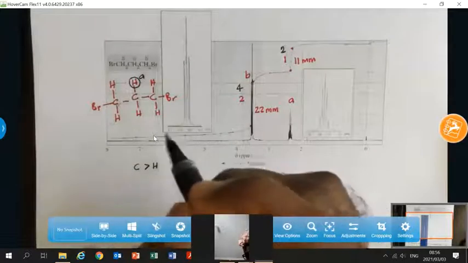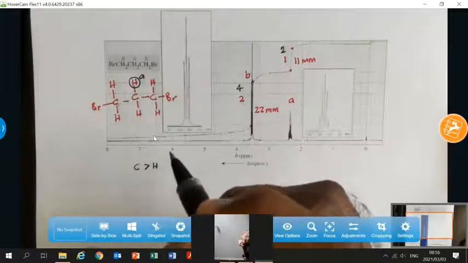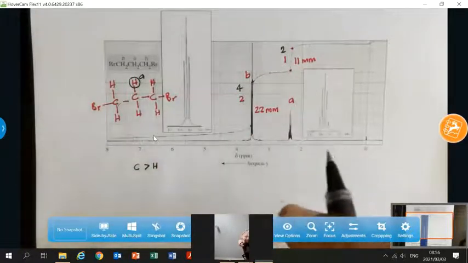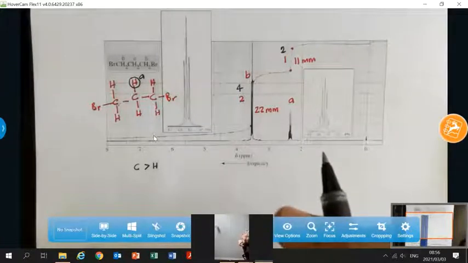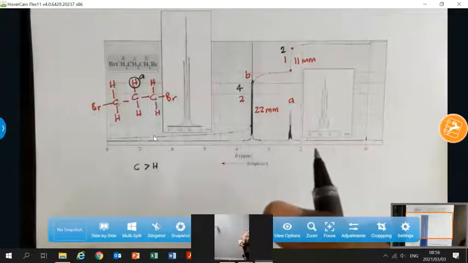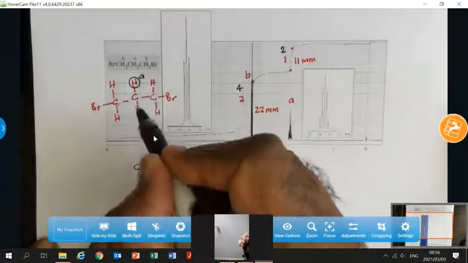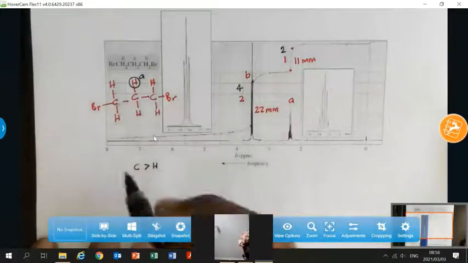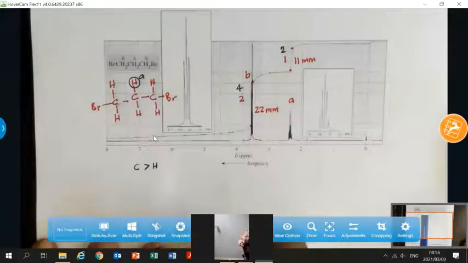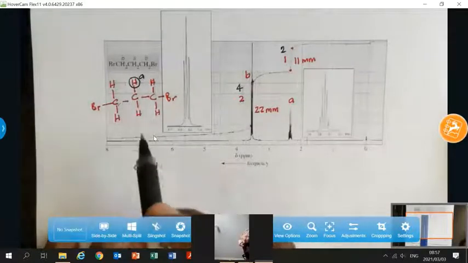So I'm always going 2 bonds away and looking at the atom. If need be, I will go to the third bond, but if I don't need to, I'm not going to go to the third bond. I'm just going to go to the second bond, right? So I went to the second bond and I got carbon, carbon, hydrogen. And we said carbon was more electronegative than hydrogen, right? So that signal will appear.